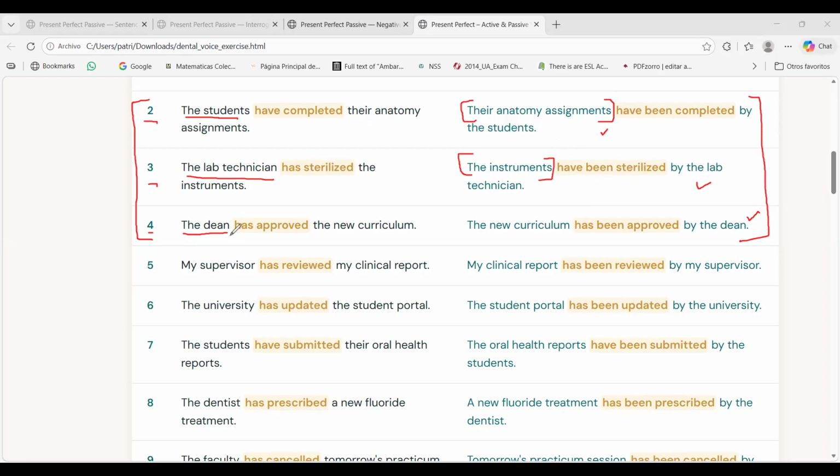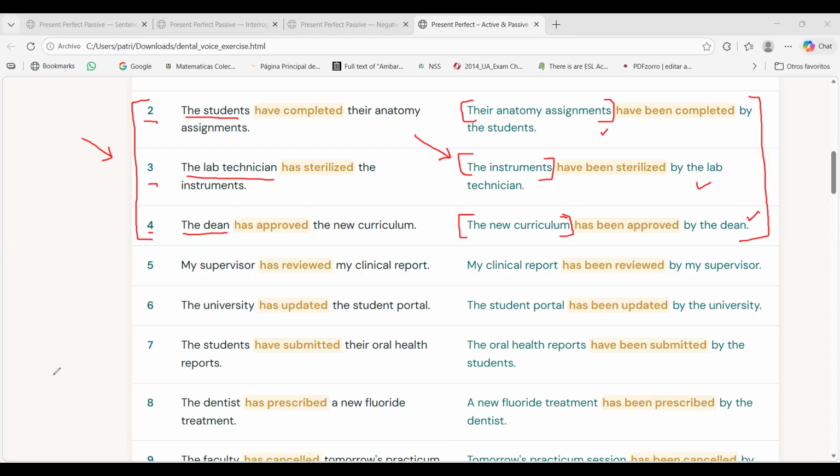Next, the dean, that important professor at university, has approved the new curriculum. The new curriculum: subjects, projects, practice at university, practice at the clinic. The new curriculum has been approved by the dean. So, first, they are active. The second set, passive.